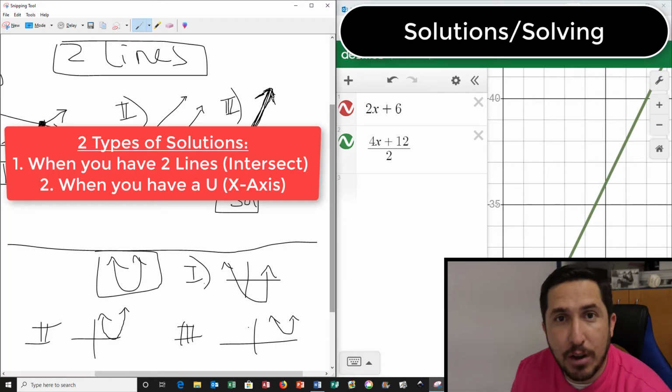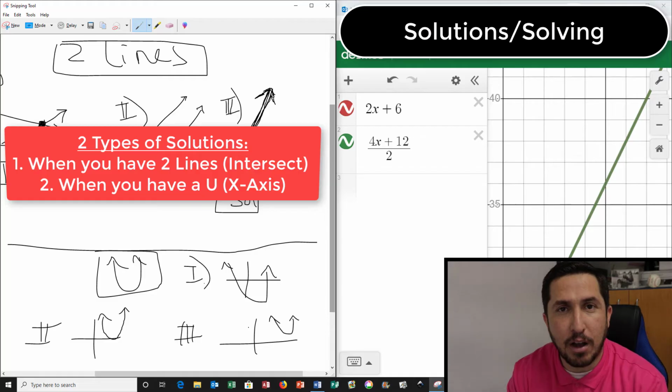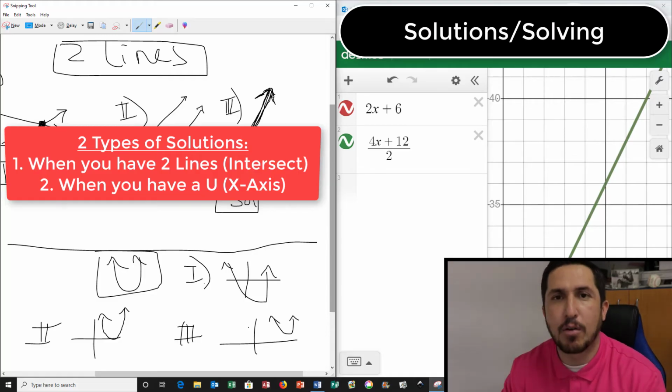Whenever you have 2 lines, where do you go? Where they touch each other.